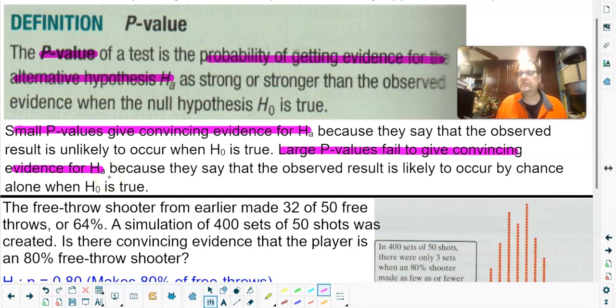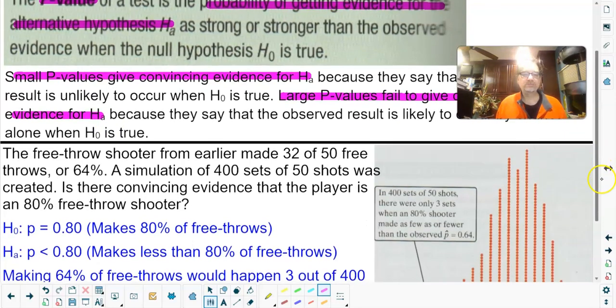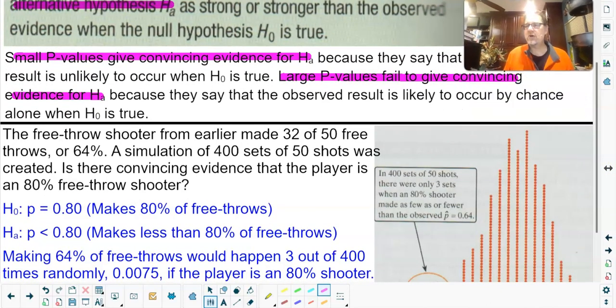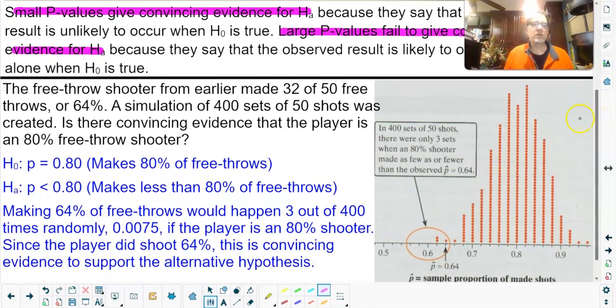So let's look at this with an example. If we look back at our free throw example, remember that kid who was playing basketball and he goes, "Oh, I'm an 80% free throw shooter." Well, we're going to test that claim. The free throw shooter from earlier made 32 out of 50 free throws, or he shot 64%. Now, he shot this 64% because of one of two reasons. A, by accident, he was having an off night, or B, he's really not an 80% free throw shooter. He's closer to 64.